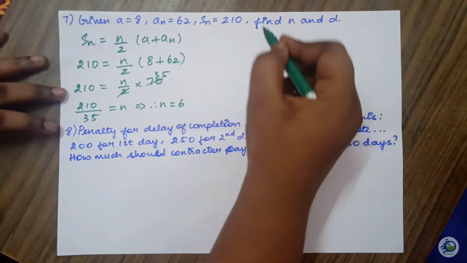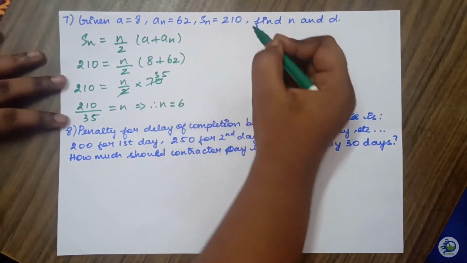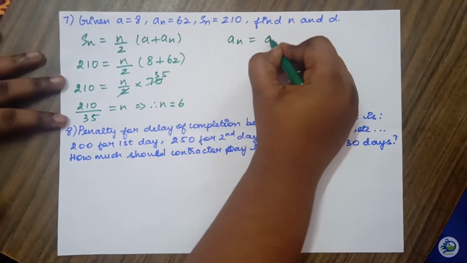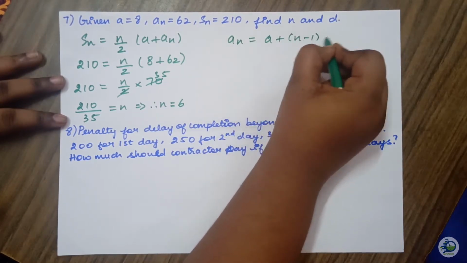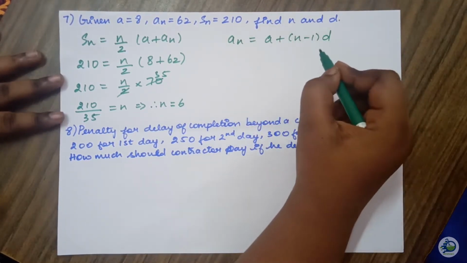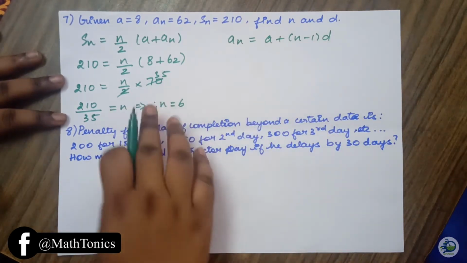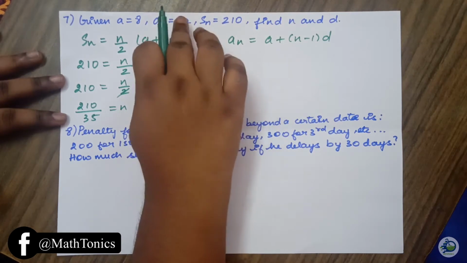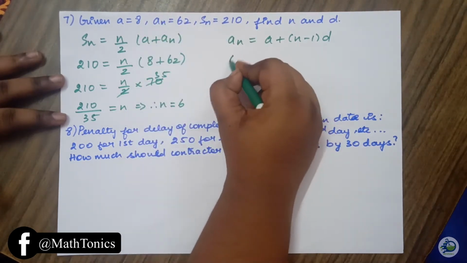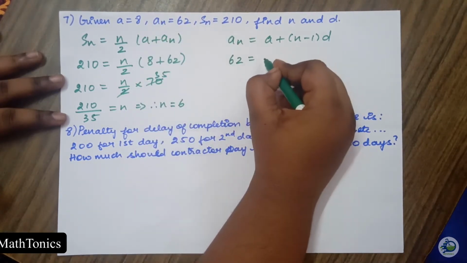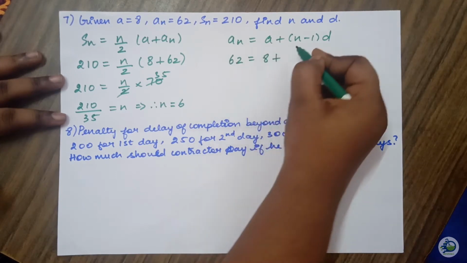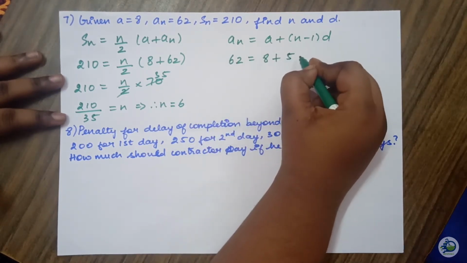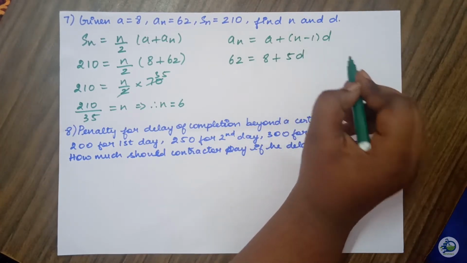Now we have to find D. For D, the formula we are going to use is the AN formula. So AN is equal to A plus N minus 1 into D. This formula we are going to use. For the nth position equal to 6, we know that the value is 62. So instead of AN, I can substitute 62. A, I know it is 8, plus N, I know it is 6. So 6 minus 1 is 5. D, I don't know, so I am substituting D itself.